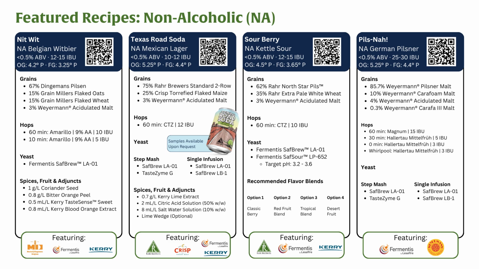We had a lot of fun coming up with the names for these. I think this one might be my favorite name, the Texas Road Soda, which is an NA Mexican lager with lime and salt. As all these are, less than 0.5% alcohol, 10 to 12 IBUs. You can see the original gravity for that, 5.2 Plato, and finishes at 4.4. Features raw brewer standard 2-row. Crisp torrefied maize, and all of these feature the Weyermann acidulated malt.